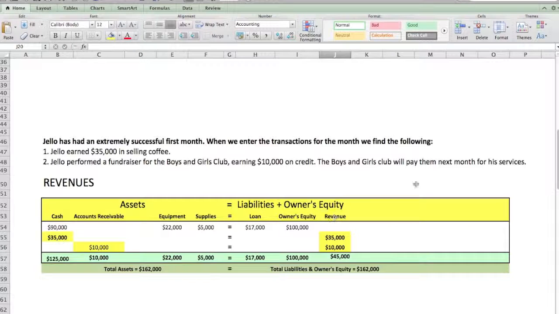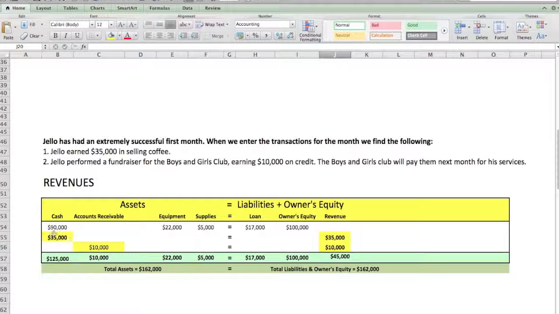So for the first month, Jello did extremely well. He earned $35,000 in selling coffee that month. In addition, he earned $10,000 more from the Boys and Girls Club for performing a fundraiser. However, the Boys and Girls Club couldn't pay him up front, so they owe him and they agreed to pay him within 30 days. So let's go to the first part of the transaction, guys.